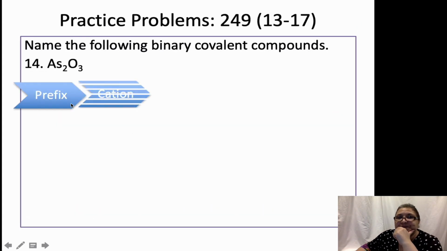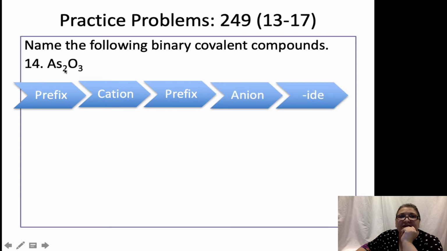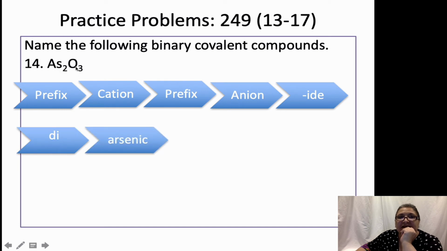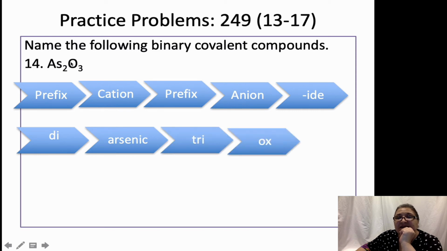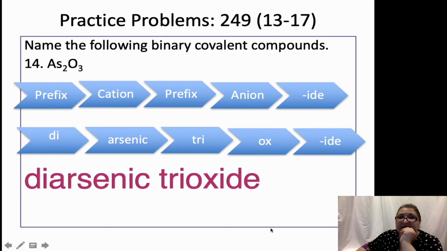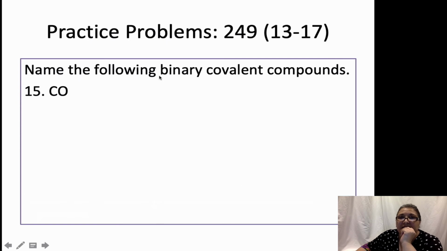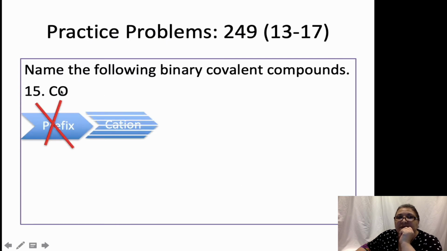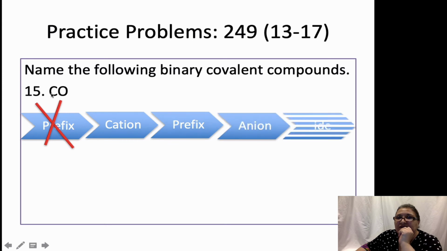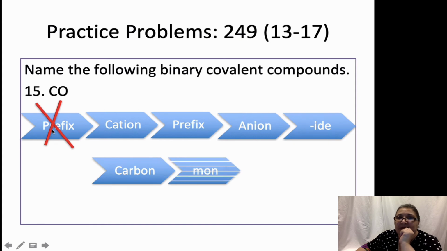Now this one, the prefix of the first, which is di, the name is arsenic. Then the prefix of the second, which is tri, instead of oxygen, it's oxide. Diarsenic trioxide. And then this one, carbon is just one, so you don't say monocarbon, you just put carbon monoxide.